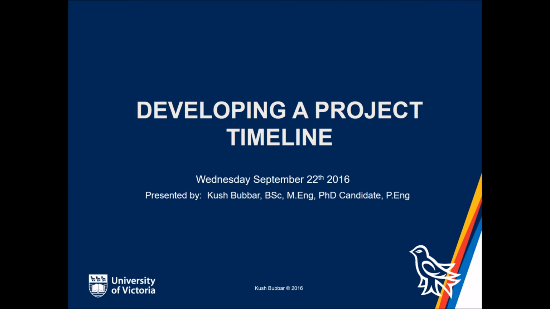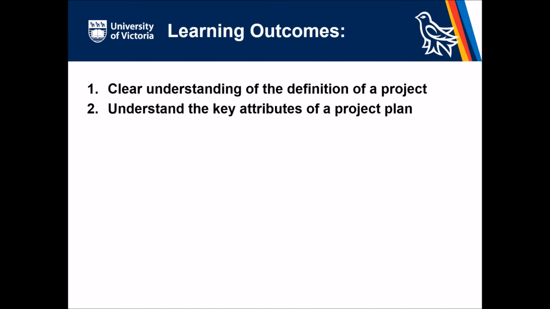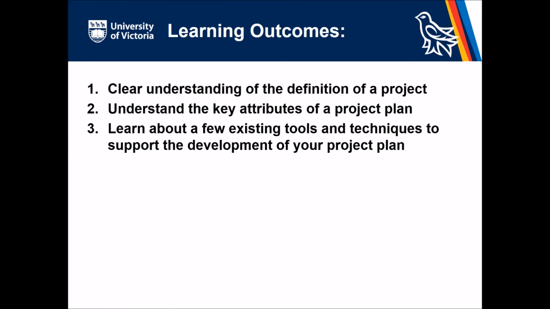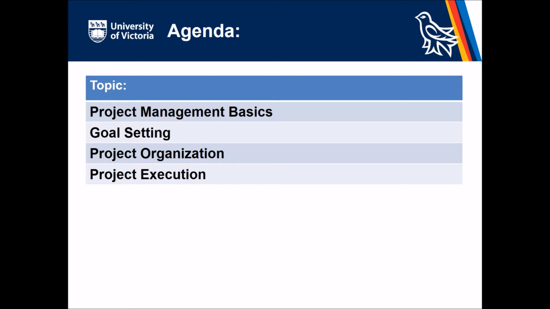Moving on, the learning outcomes of this lecture are as follows. First, a clear understanding of the definition of a project. This is followed by understanding the key attributes of a project plan. We continue by learning a few existing tools and techniques that support the development of your project plan. And finally, practicing building your own project plan. The agenda is broken up into 4 categories. The first is discussing the basics of project management, followed by goal setting, project organization, and finally project execution.